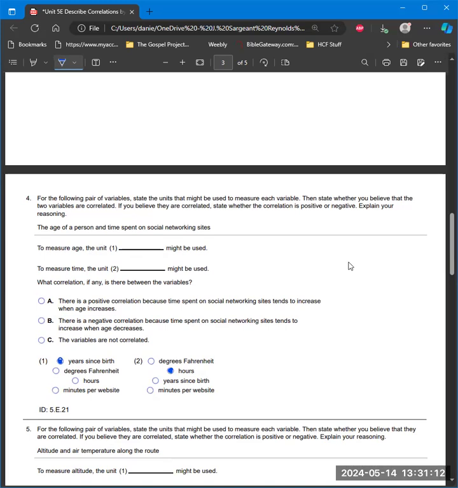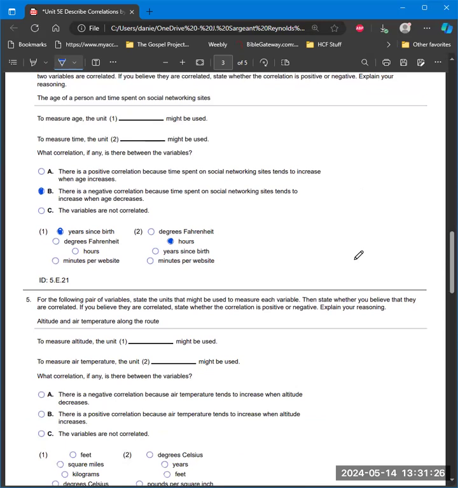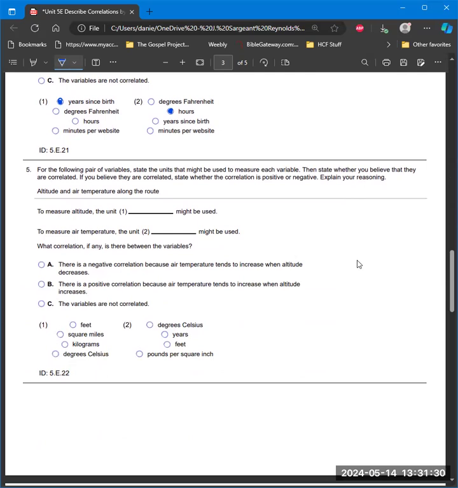And we believe that there's probably a negative correlation, that older people usually spend less time on social networking sites than younger people. So as age increases, time on social networking sites probably decreases. And as age decreases, time on social networking sites probably increases.